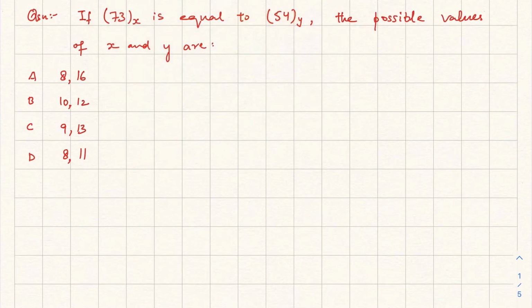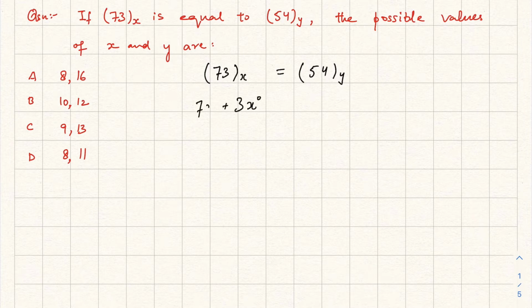It is given that 73 under base x, what is the value of x? We don't know. It is given that it is equal to 54 with base y. The values of x and y are unknowns, but we can extend the previous concept here. We can write 3 into x raised to power 0, plus 7 into x raised to power 1, is equal to 4 into y raised to power 0 plus 5 into y raised to power 1, right? Depending upon the bases, because the bases were x and y.